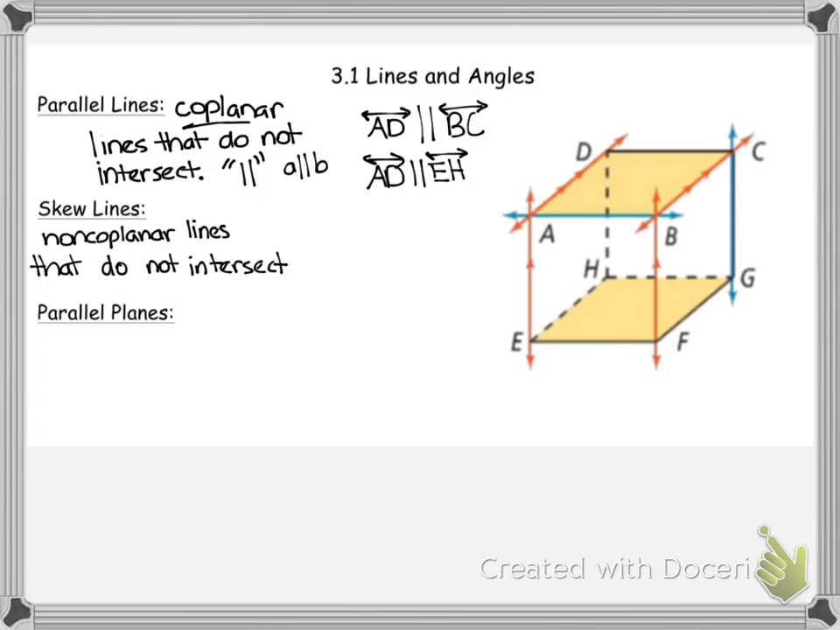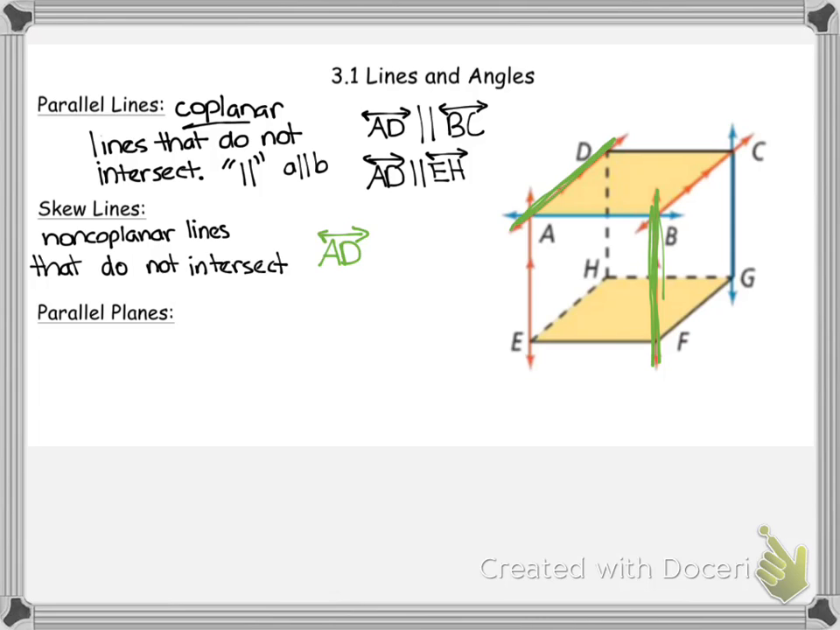So for example, some skew lines, and these are a little bit harder to identify. Let's look at AD again, the same line that we just looked at last time. So we're going to try to find a line that is skew with AD. Okay, so it needs to be not on the same plane, but it doesn't touch it. So an example of that would be BF. See how BF is not on the same plane, it's not even going in the same direction as AD, but it also is never going to touch it.